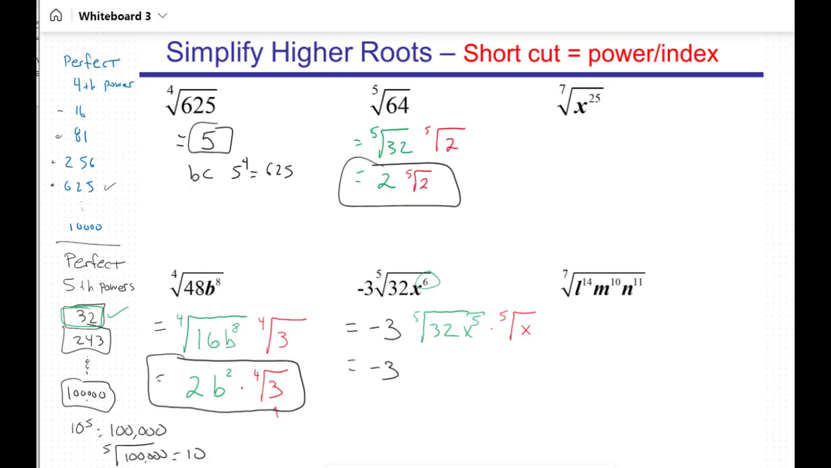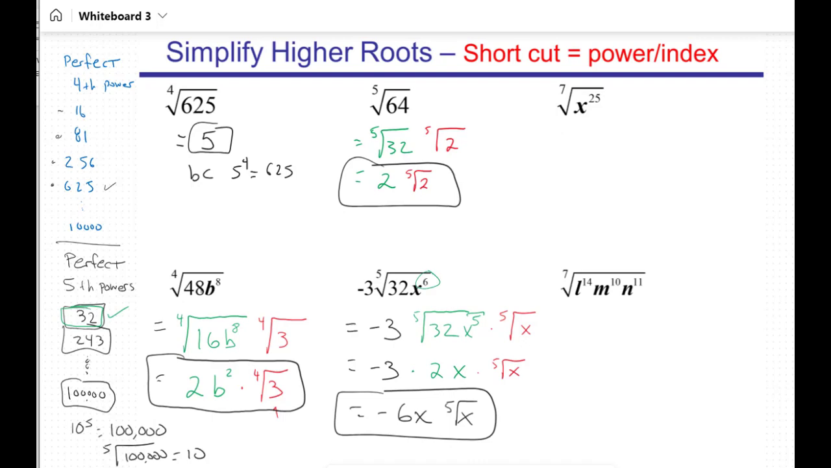So -3 times. Now the fifth root of these perfect fifth powers is 2x. Fifth root of x to the fifth is just x. No radical, just a nice simple answer. Times a fifth root of x that is stuck. Now I do have a whole number coefficient, the whole number 2, so I can multiply these and get 6x, fifth root of x. There's the simplified answer.